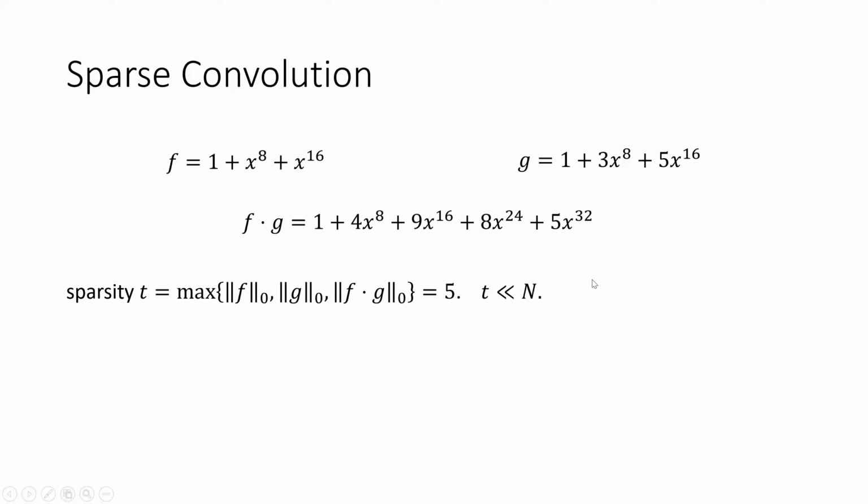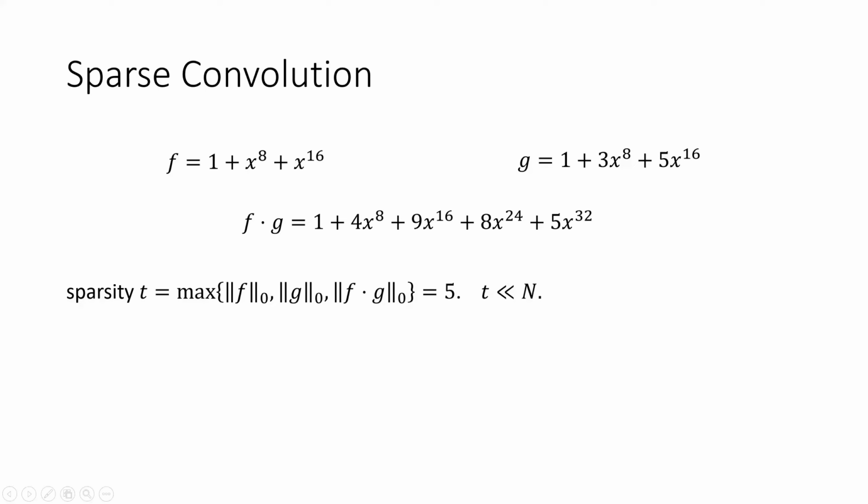Let's use this zero norm notation to denote the number of non-zero terms in the polynomial. Then we use this small t letter to denote the sparsity parameter of the input instance, which is the maximum number of terms in the input polynomials and the output polynomial. In this example, the number of terms in the product is only 5, but the degree is as large as 32.